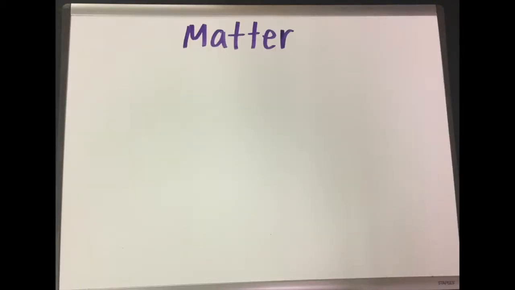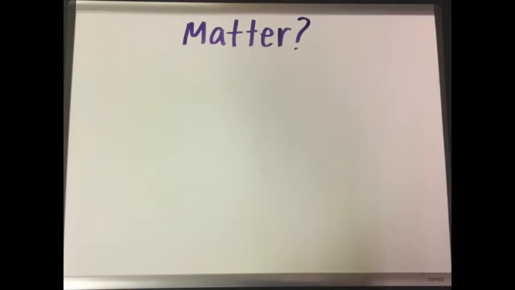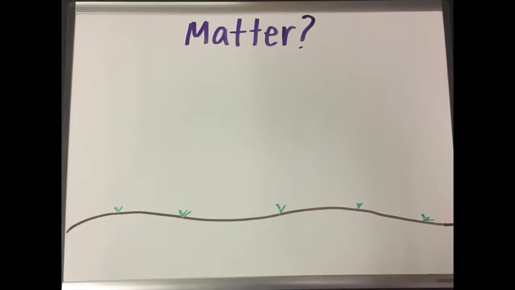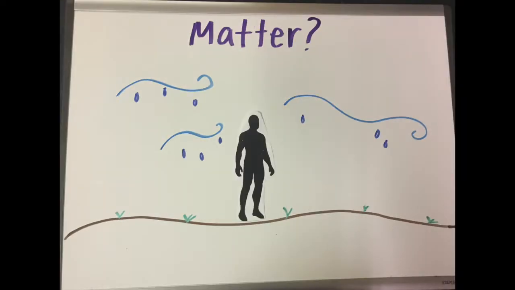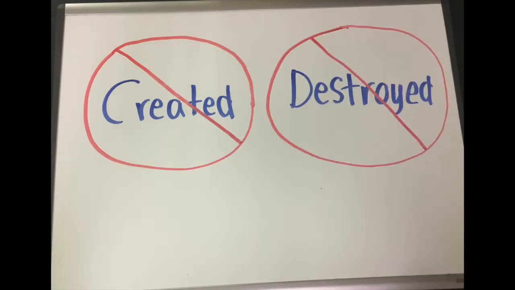Chemistry is the study of the composition, structure, and properties of matter. But what is matter? Matter is simply everything. The dirt on the ground is matter. The air around you is matter. Rain is matter. You are made of matter. An important law of matter is that it cannot be created nor destroyed.